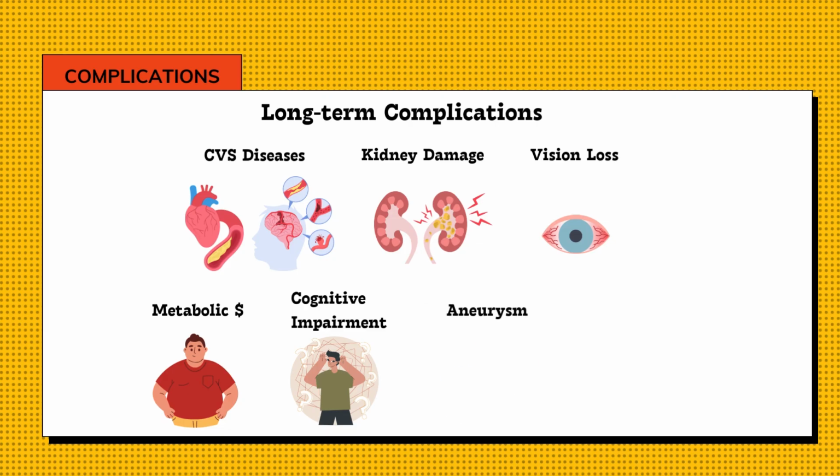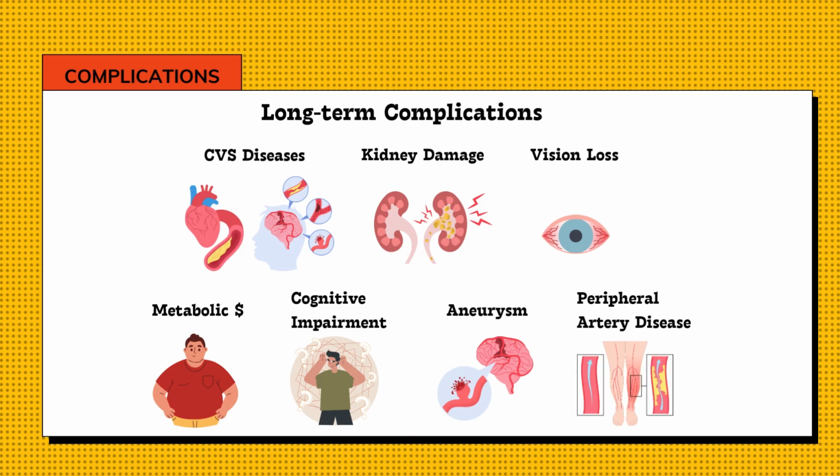Aneurysms. Increased blood pressure can cause blood vessels to weaken and bulge, forming an aneurysm, which can be life-threatening if ruptured. Peripheral artery disease. This condition occurs when narrowed arteries reduce blood flow to the limbs, which can be a result of long-term hypertension.